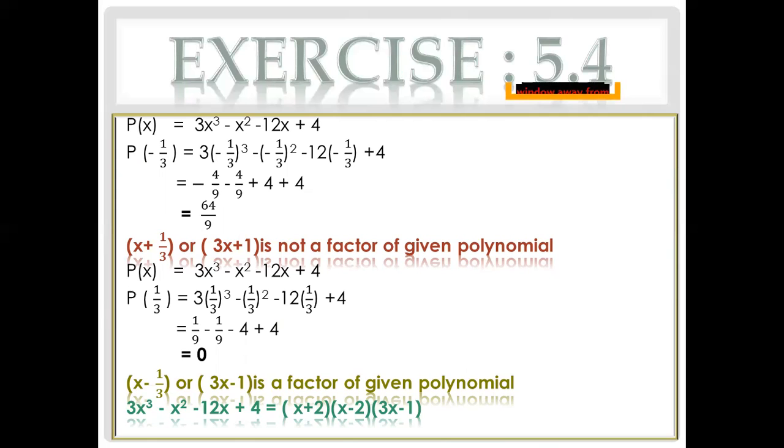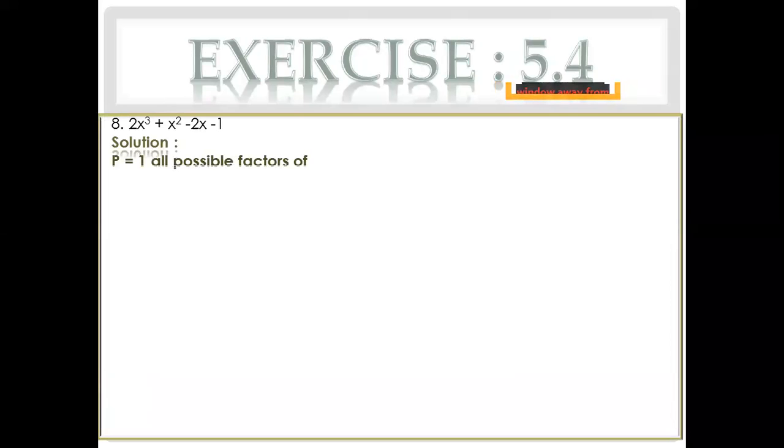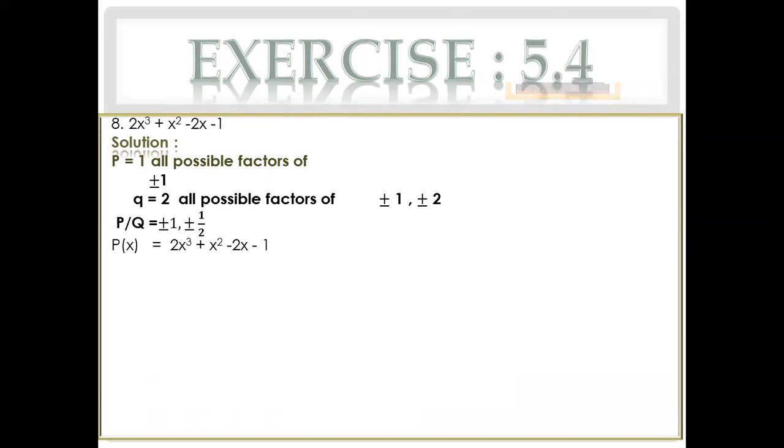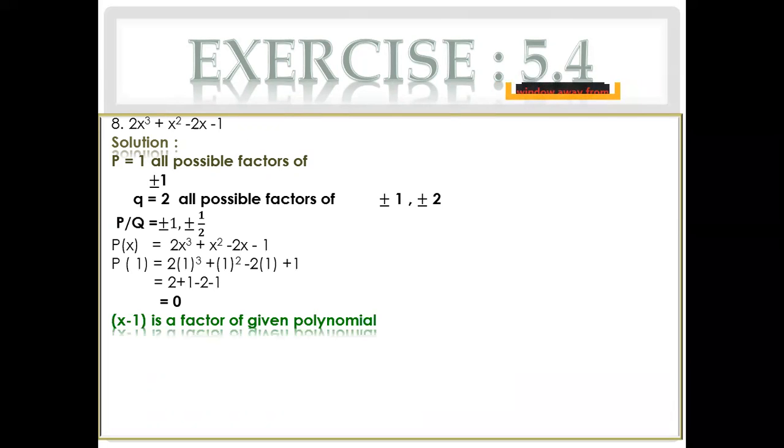The same procedure we adopt in question 8, because here also the coefficient of x cube is given, which is 2. Now the constant term is 1. It means that p is 1 and the factors of 1 are only plus minus 1. And the factors of q, which is 2, will be plus minus 1 and plus minus 2. When we write p over q, we have plus minus 1 over 2 and plus minus 1.